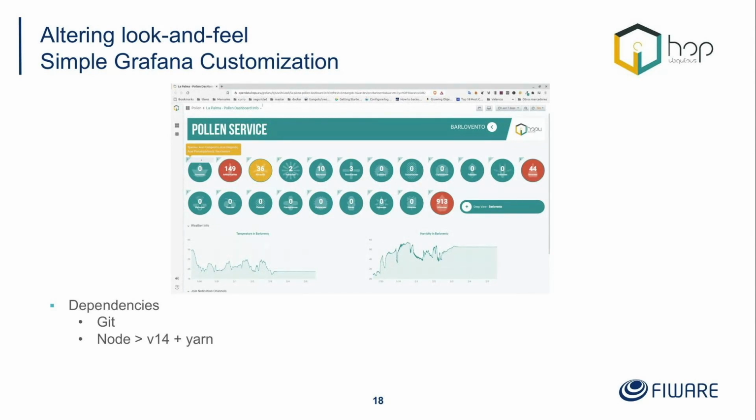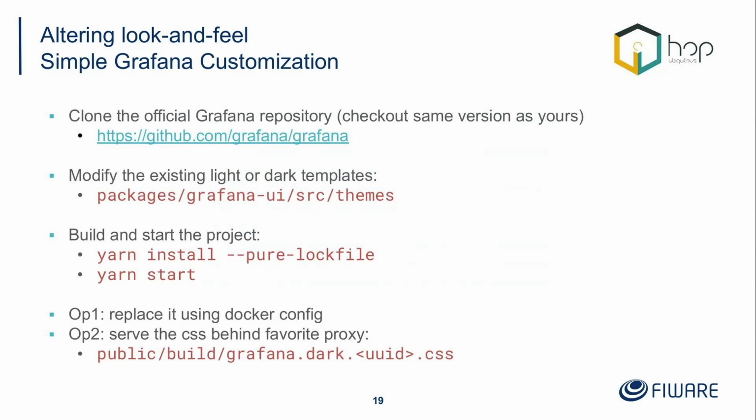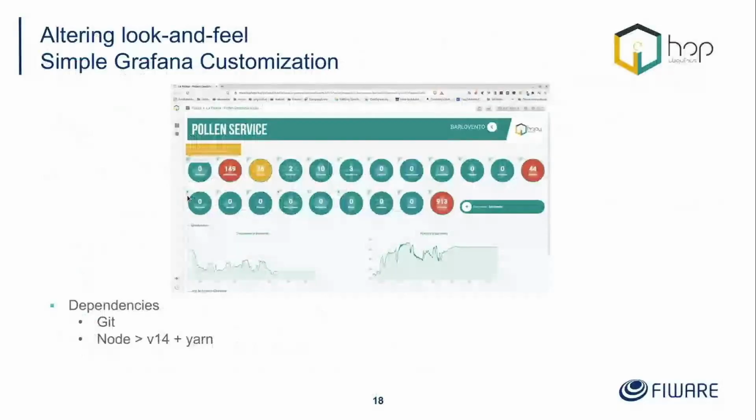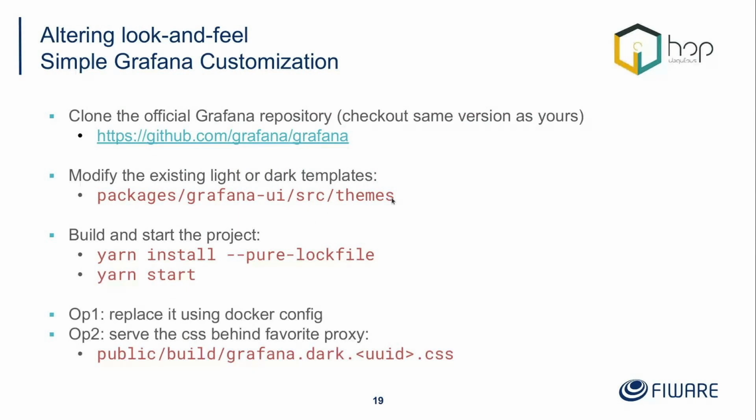So what we have done is a really simple way, but it saves us a lot of time. What we have done is clone the official repository of Grafana, and inside the themes, you can find the default one. You can modify these themes, the light or the dark, the one that is close to the style that you want to achieve, and build the Grafana project.